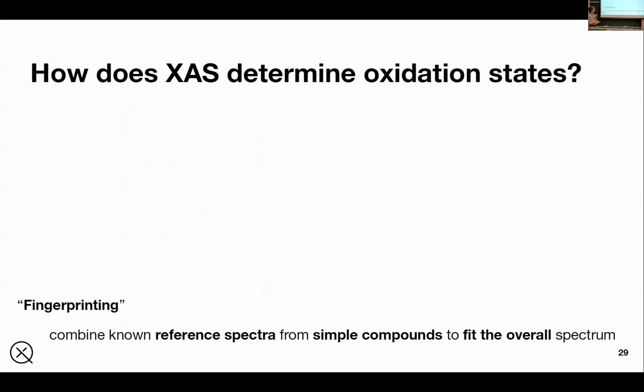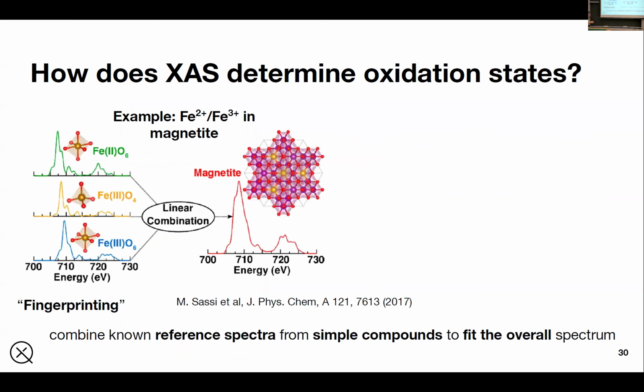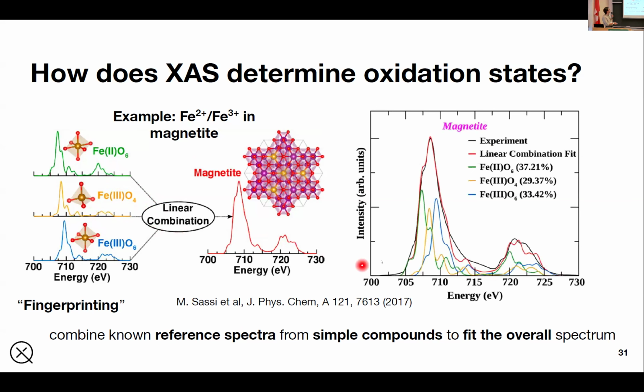One way in which this is done is using a technique called fingerprinting. So you have a number of reference spectra that you've collected for materials where you know what the oxidation state is, and then you use them to fit the overall spectrum. So on the example of magnetite, let's say we want to figure out if we have iron 2+ or 3+ in the structure, we go ahead and collect some X-ray absorption spectra for configurations where we know what the iron oxidation state is, let's say 2 or 3, and then we put them together as a linear combination to fit the spectrum for the actual material of interest. And then from the percentages of the linear combination fit, we read out how many of the different kinds of oxidation states we have in the material. So that seems pretty straightforward.